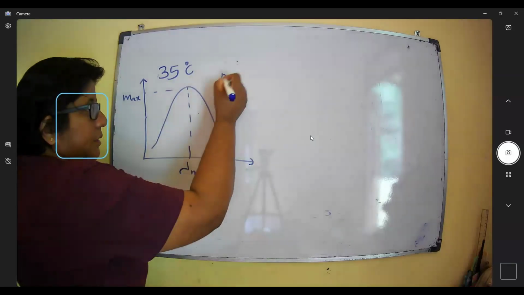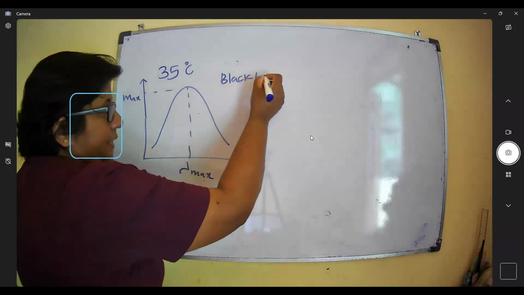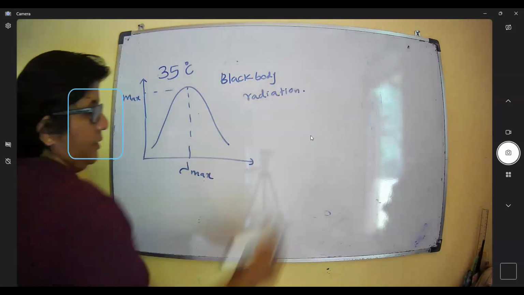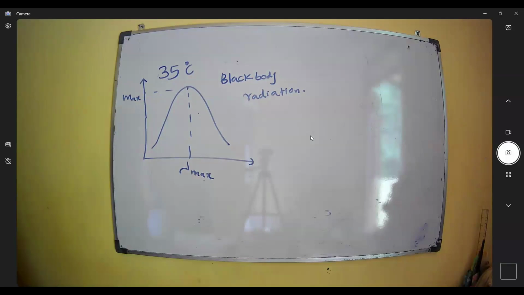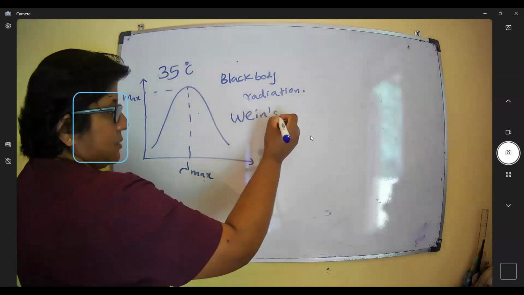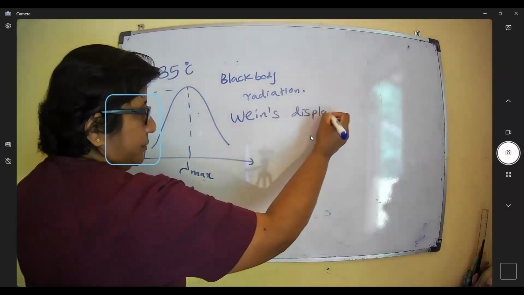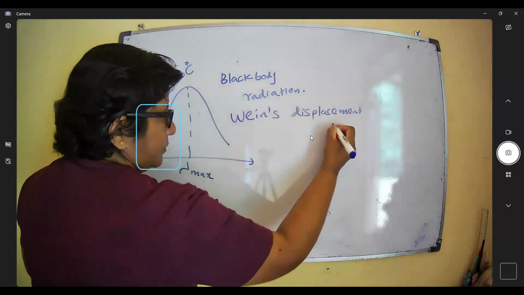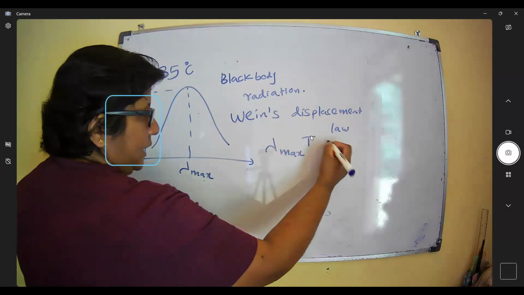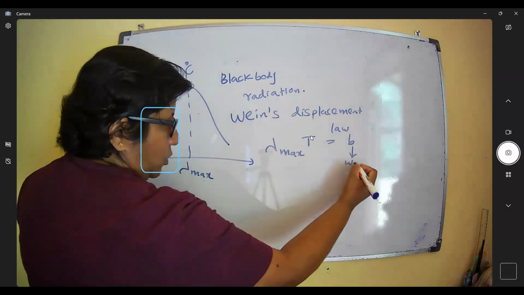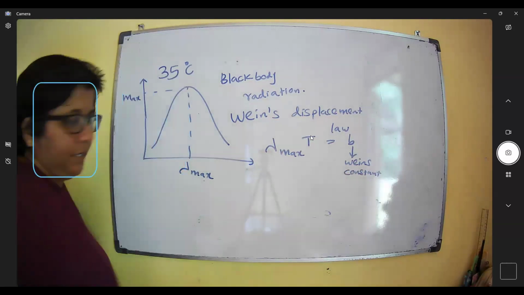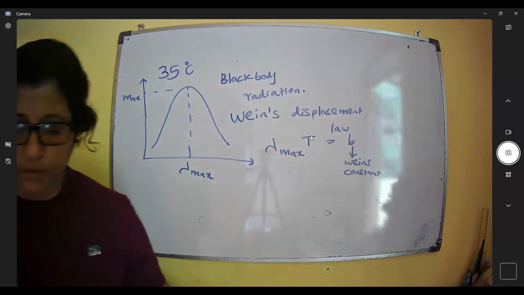What is the theory behind this? Black body radiation is the theory behind these questions, and Wien's displacement law. Last day we discussed Wien's displacement law. Lambda max times T is constant. This is called Wien's law. Wien's constant: in the question paper, we are given Wien's constant. This is the Wien constant, right?